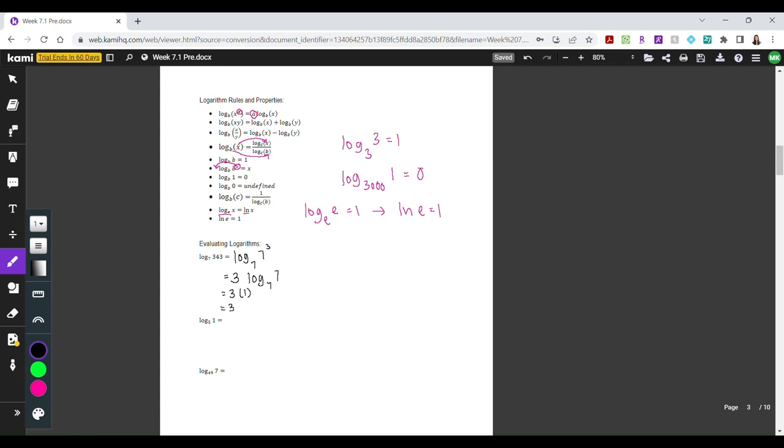So that's how we would use the rules and properties of logarithms. Now on to the next one. We have log base 5 of 1. Immediately, I know this is going to be 0 because of the 1 that's here. Remember, it's a given: if it's a 1, it will immediately equal 0.